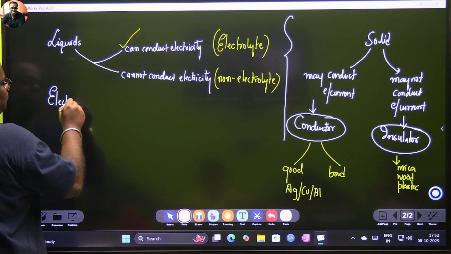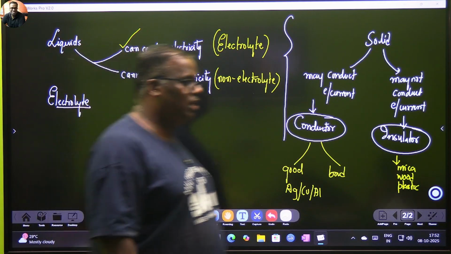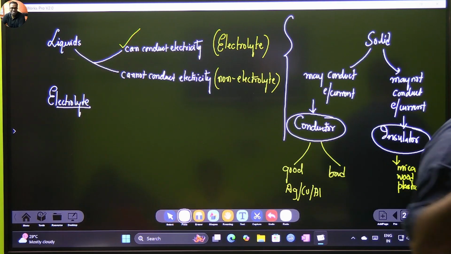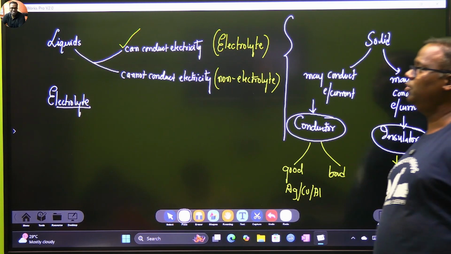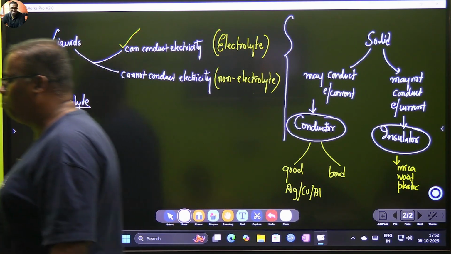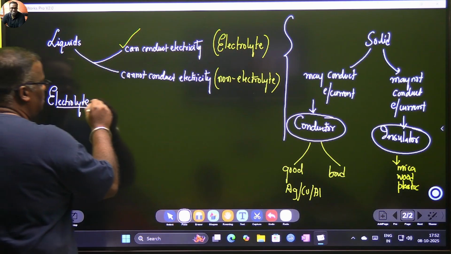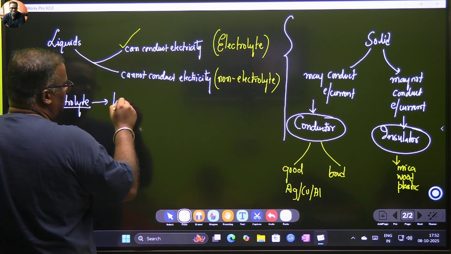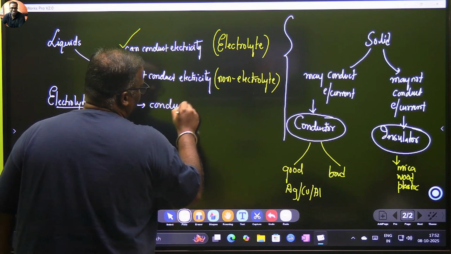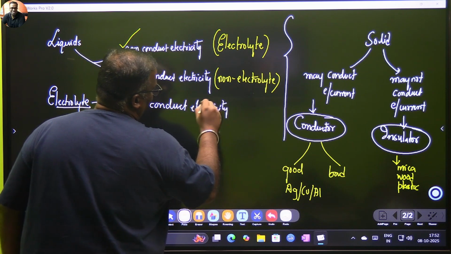The first thing, and this is your first term for which a definition might be asked to you. What are electrolytes? Electrolytes are liquids that conduct electricity, or that allow electric current to pass through them. Always remember, electrolyte is a liquid and it helps to conduct electricity. Clear?